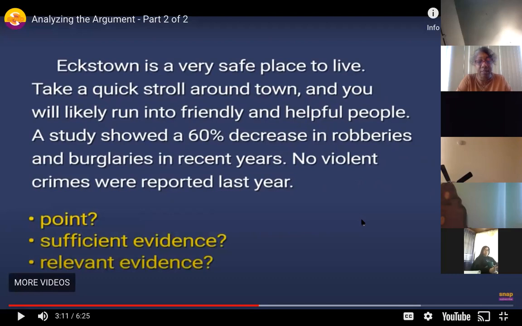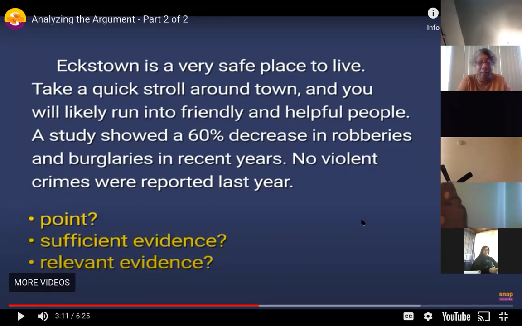Okay, so this narrator keeps using the term relevant evidence. And we've seen that used in some of our assignments before. Relevant evidence is something that specifically or factually helps to support the main idea.